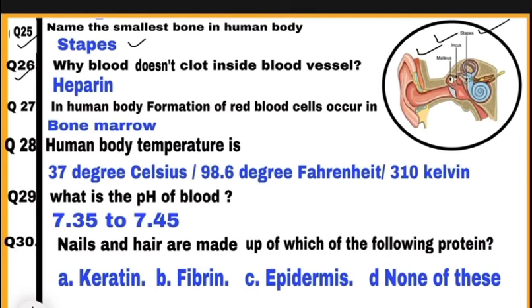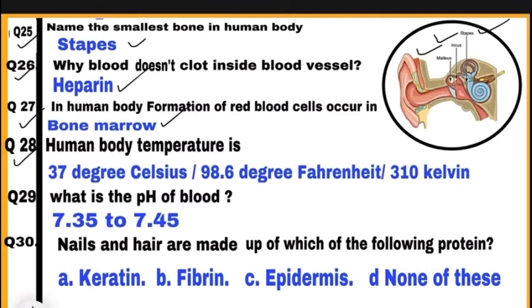26. Why blood does not clot inside blood vessel? Because of the presence of heparin, which is an anticoagulant produced by liver, blood does not clot inside the blood vessel. 27. In human body, formation of red blood cells occurs in bone marrow, and the process of formation of red blood cell is called as erythropoiesis.